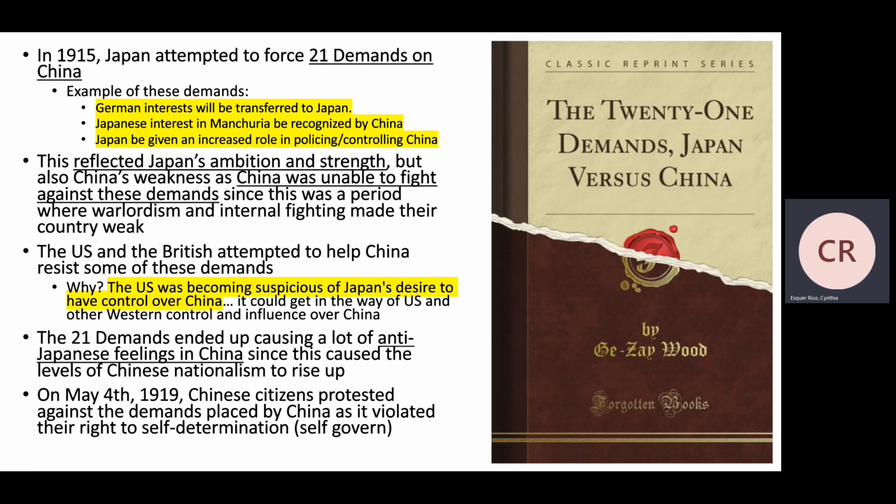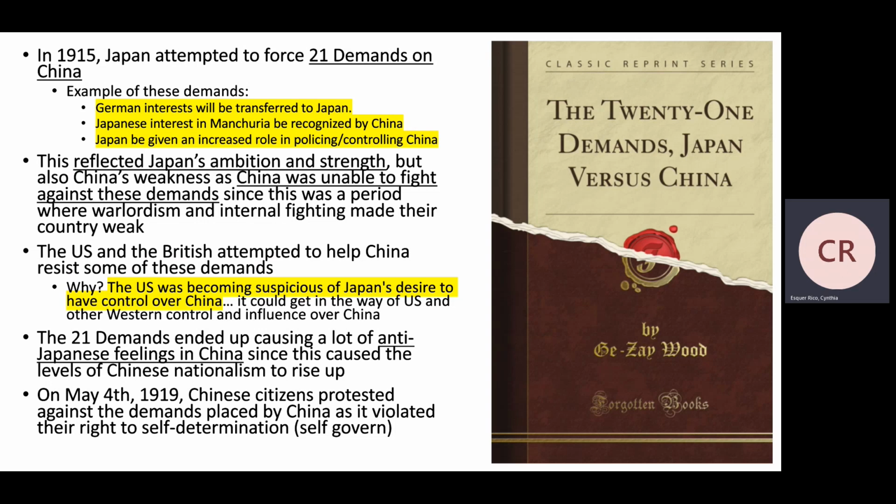And so China was unable to fight against these demands because, like I told you guys in the last video, they are going through their own stuff. They're not very stable at this moment in time, and there's a lot of internal fighting, and warlordism made the country very weak and unable to resist any outside powers from coming in and basically grabbing what they wanted, right? So everybody's taking a little slice of China. The US and the British attempt to help China resist. Why? Because the US was becoming very suspicious of Japan's desires to have control over China. Why would the US be suspicious? Because the US has special interest in some of the things and the resources and the influence and power in those regions.